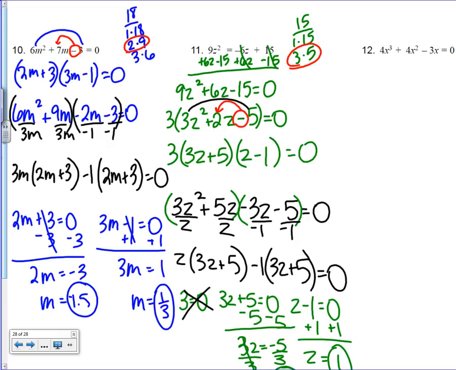All right, number 12, good news, it's set equal to 0. Bad news, I got a 3rd power in there. And you will notice that you can divide out an x off of all of these terms. So that will be my GCF. And now we are back down to a squared problem.